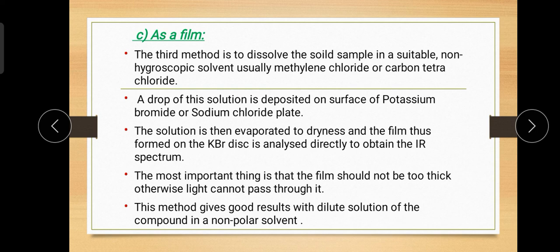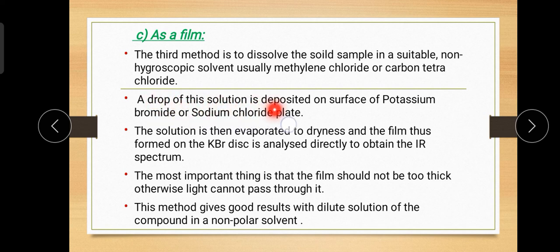Now the next technique is the solid as a film. The third method is to dissolve the solid sample in a suitable non-hygroscopic solvent, usually methylene chloride or carbon tetrachloride. That means in this technique we dissolve the solid sample in a suitable solvent like methylene chloride or carbon tetrachloride. These two solvents are generally used for the dissolution of the solid sample.